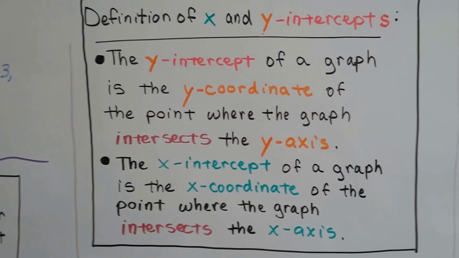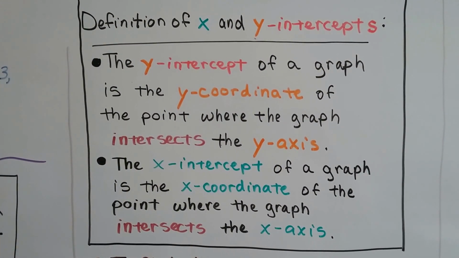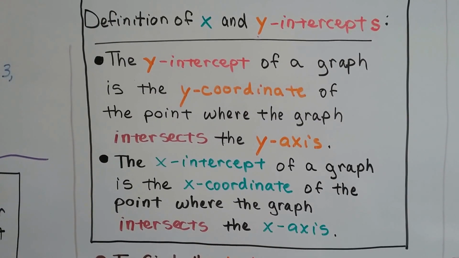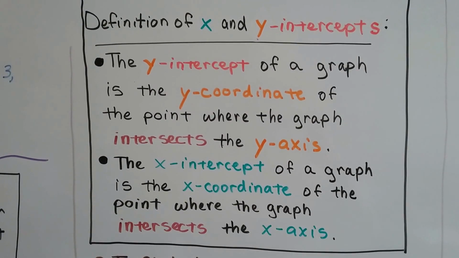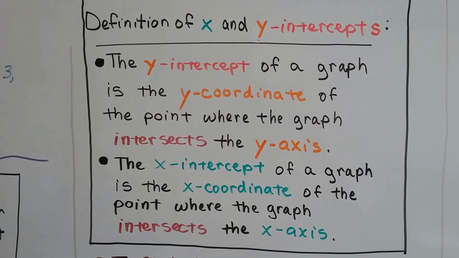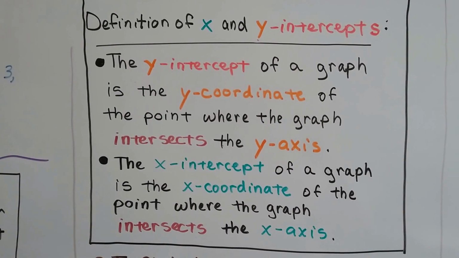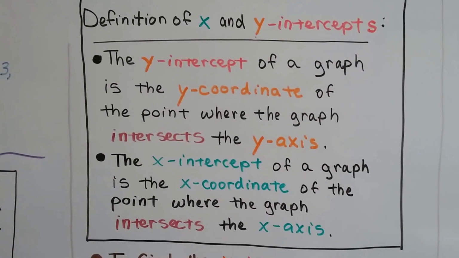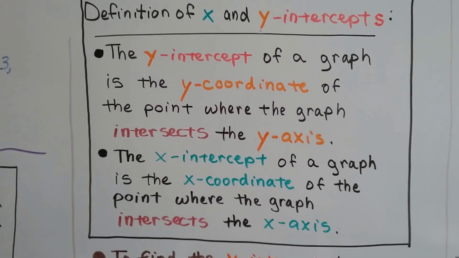So now we have a definition. Here's our definition of x and y intercepts. The y-intercept of a graph is the y-coordinate of the point where the graph intersects the y-axis. It crosses it. And the x-intercept of a graph is the x-coordinate of the point where the graph intersects the x-axis. So that's where it crosses the x, okay? So the y-intercept crosses the y-line, and the x-intercept crosses the x-line. That's all it's saying, okay?